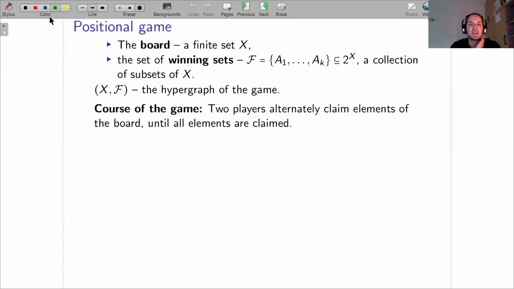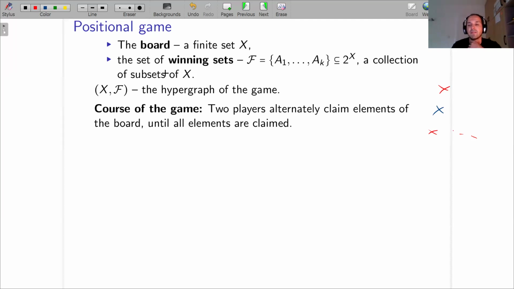Two players alternately claim elements of the board until all elements are claimed. We usually see them as red and blue. So red claims one element of the board, then blue claims one element of the board, and red claims one element of the board, and so on, until all the elements are claimed. You can claim only unclaimed elements.